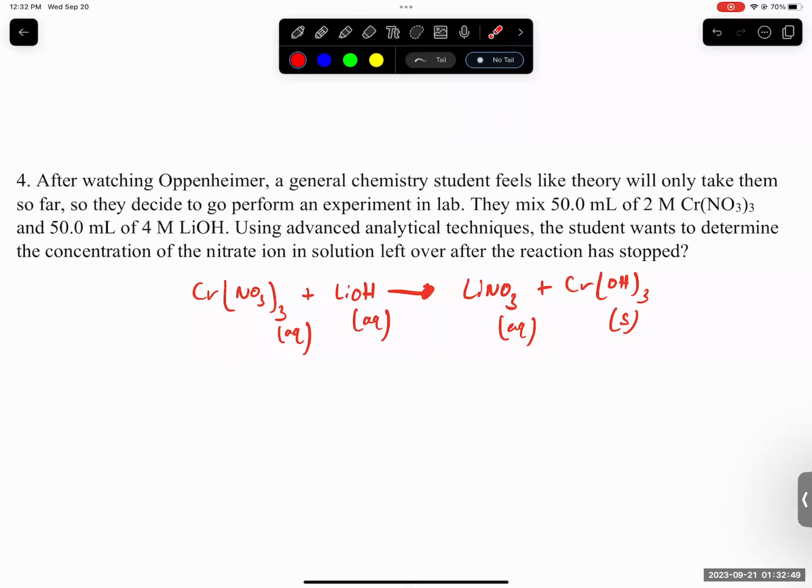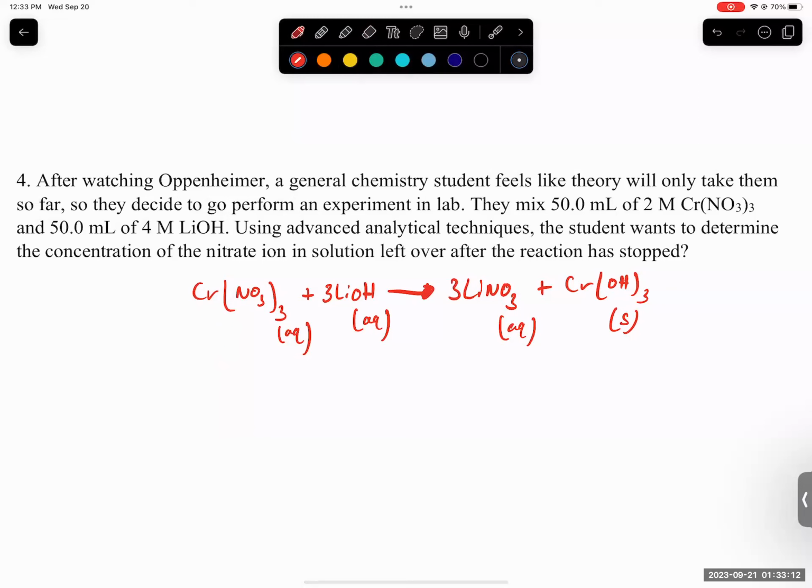Yeah, for the balanced equation: 1, 3, 1, 3, 1. All right, so 3, 3, and 3 here. So let's check it out. Well, you said 1, 3, 1, 3. Yeah. 1, 3, 3.